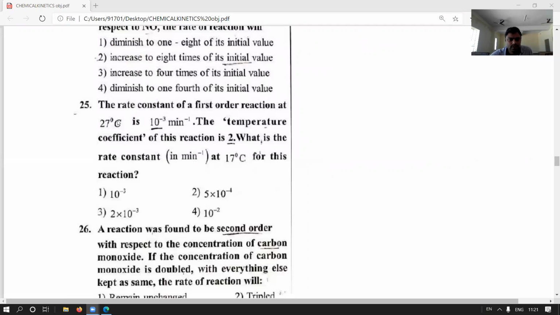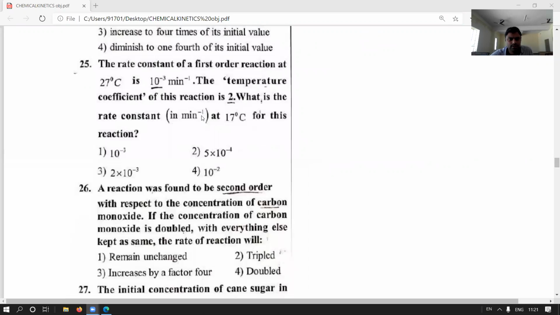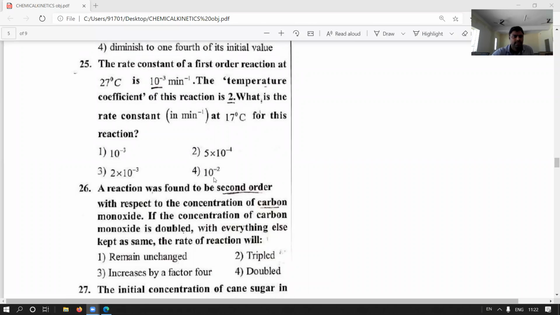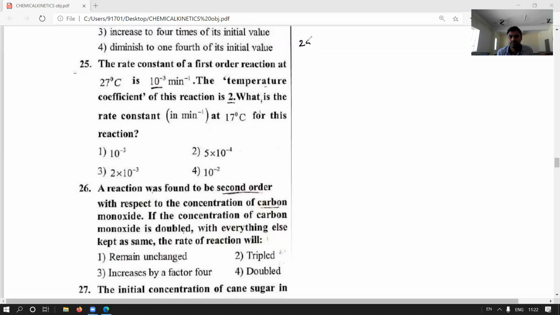25th question. The rate constant of a first order reaction at 27 degrees centigrade is 10 to the power of minus 3. The temperature coefficient of the reaction is 2. Then what is the rate constant at 17 degrees of this reaction? For this question, it's very clear. K is equal to 10 to the power of minus 3 minute inverse. The unit for K is minute inverse, which means n is equal to 1, first order reaction.